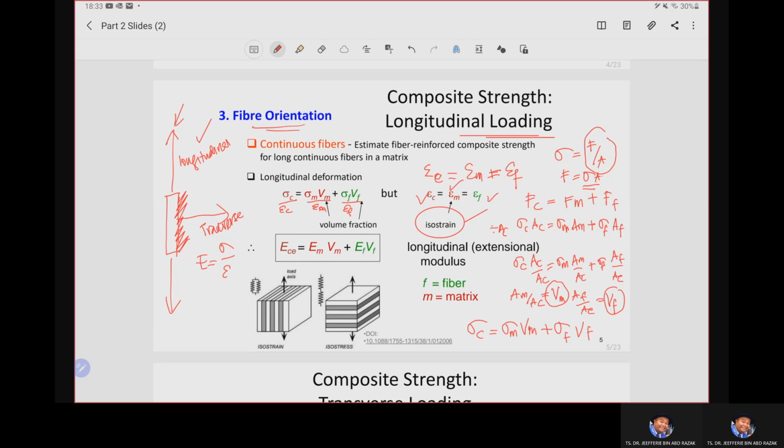So we can change our equation into the modulus of elasticity equation. At the end of the derivation, we will have the modulus of elasticity of the composite equals the modulus of elasticity of the matrix times its volume fraction, plus the modulus of elasticity of the fibers times the volume fraction of the fibers. If you still remember, this derived equation for the isostrain condition is basically similar to the upper bound equation for particle reinforced composite.